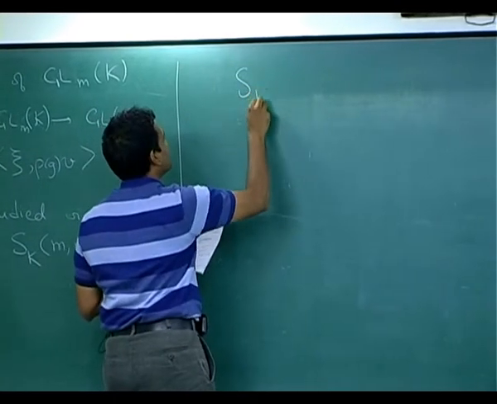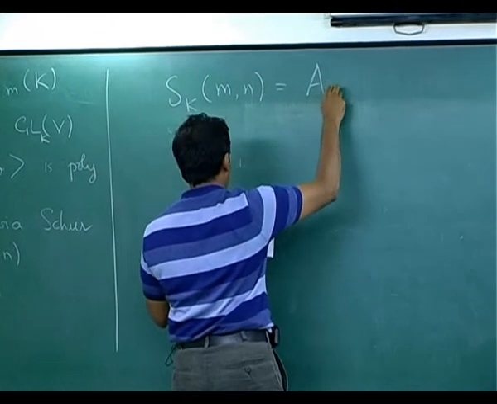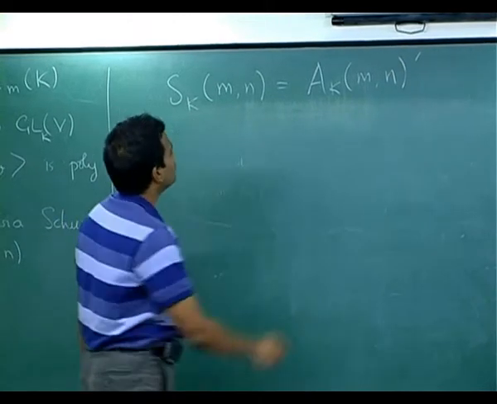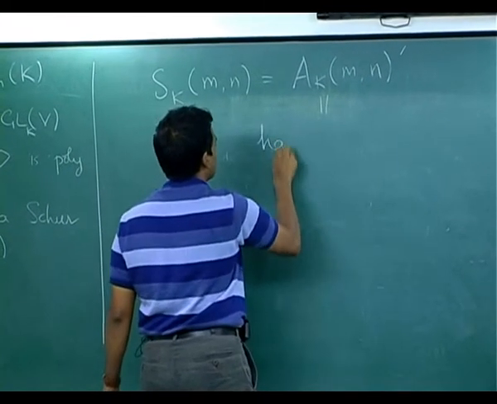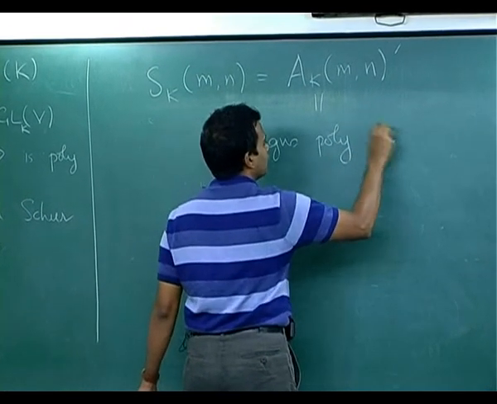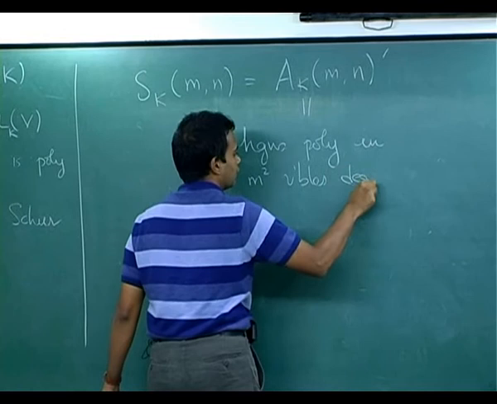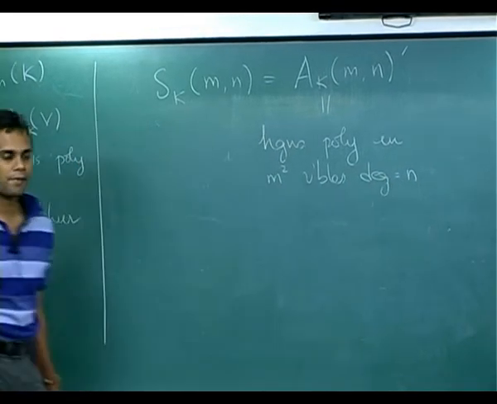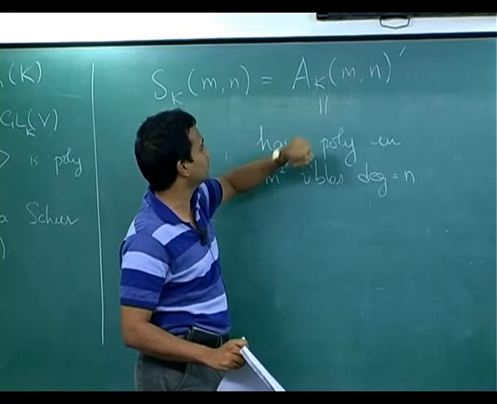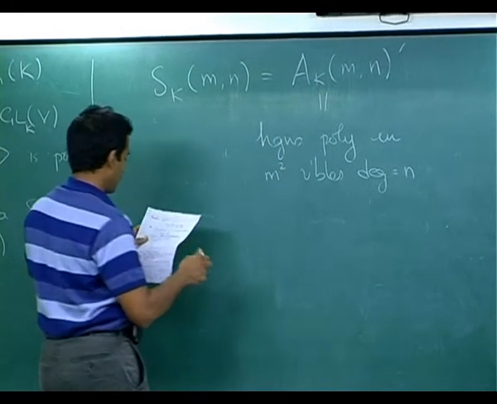S(K,m,n) was just defined as the dual vector space of something I called A(K,m,n), and A(K,m,n) is just homogeneous polynomials in the entries of the matrix. So, that means in m squared variables of degree n. This is not an algebra, this is just a space, and you look at its dual space, and that can be made into an algebra.